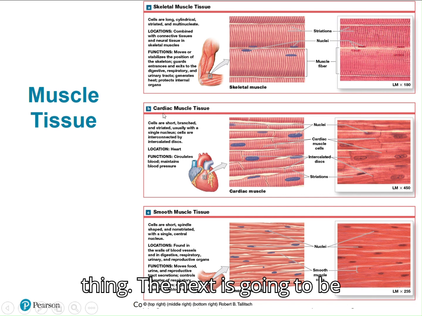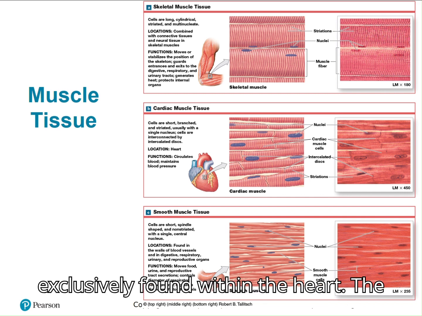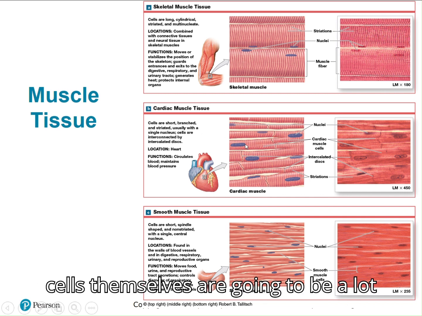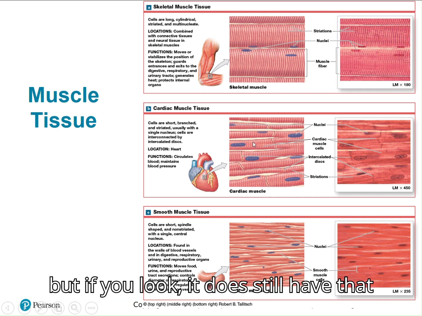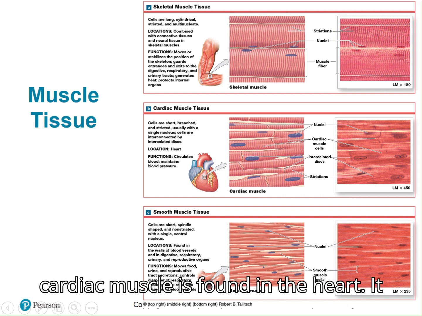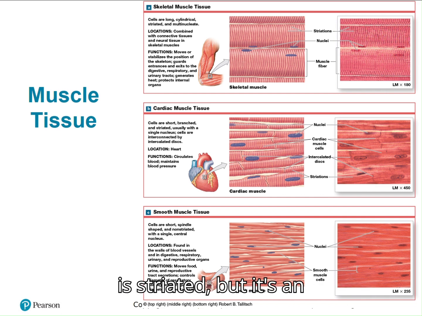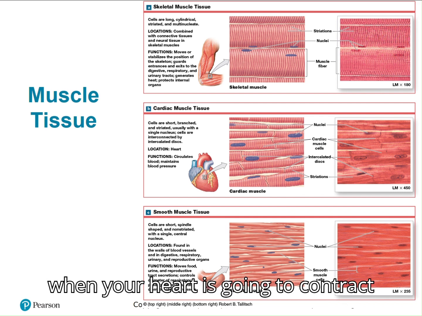The next is going to be cardiac muscle. Cardiac muscle is exclusively found within the heart. The cells themselves are going to be a lot smaller than the skeletal muscle cells, but if you look, it does still have that nice little striped pattern to it. So cardiac muscle is found in the heart. It is striated, but it's an involuntary muscle. You don't decide when your heart is going to contract.